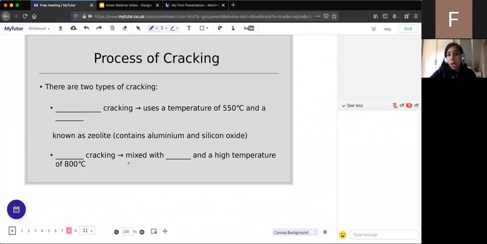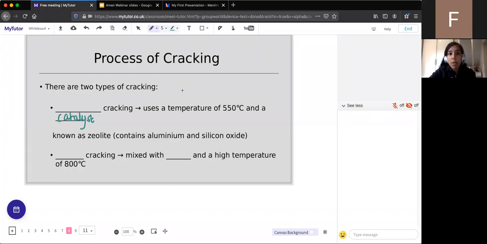There are 2 types of cracking. The first type of cracking uses a temperature of 550 degrees and something known as zeolite, which contains aluminium and silicon oxide. Any ideas what the first type of cracking is? Good. Someone said catalyst. Good. So the second word is catalyst. Well done. So zeolite is a catalyst. It speeds up the rate of reaction without being used up itself. Good. So that's what a catalyst is.